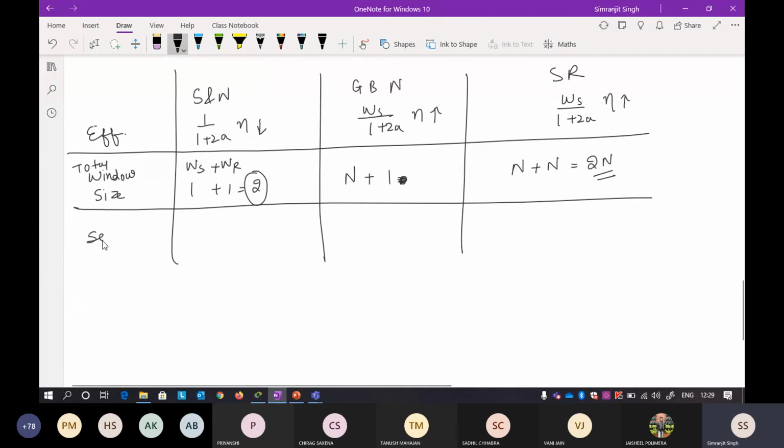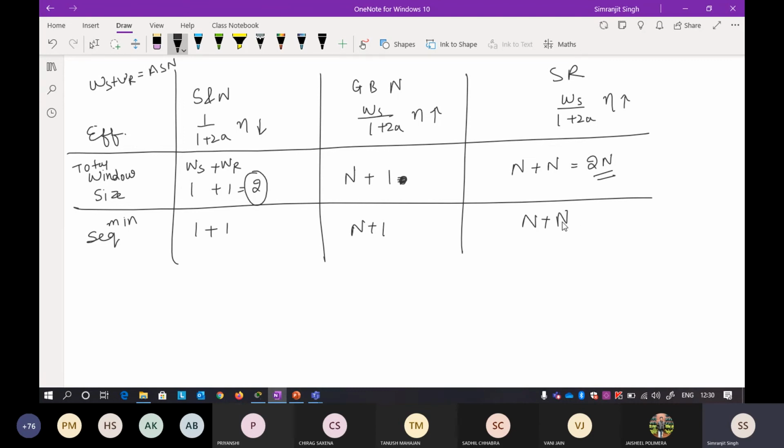Now the sequence numbers. I'll call it the minimum sequence number. You can go with the same formula: ws plus wr should be equal to, I'm taking equal because I'm calculating the minimum, the available sequence numbers. So it is 1 plus 1 in this case. In this case it will be n plus 1, and in this case it will again be n plus 1, whatever the sender window size and the receiver window size are.